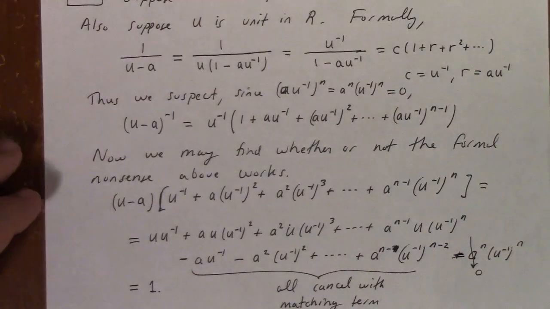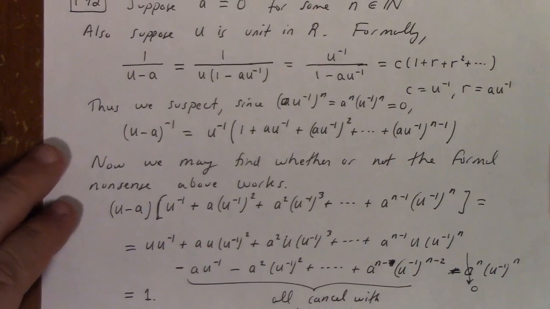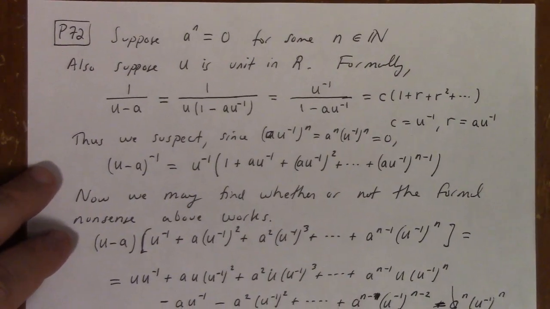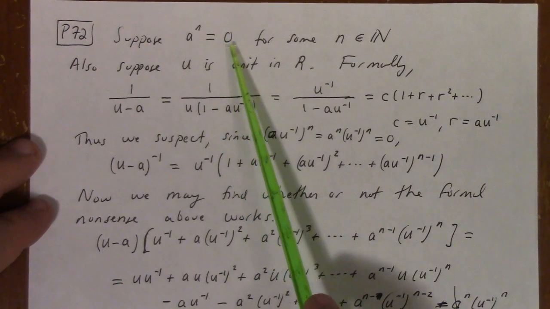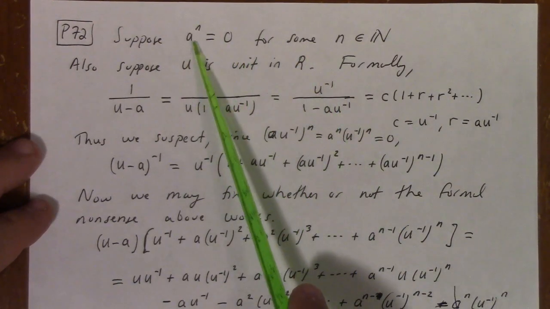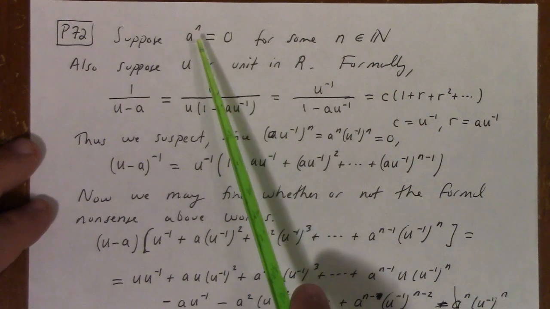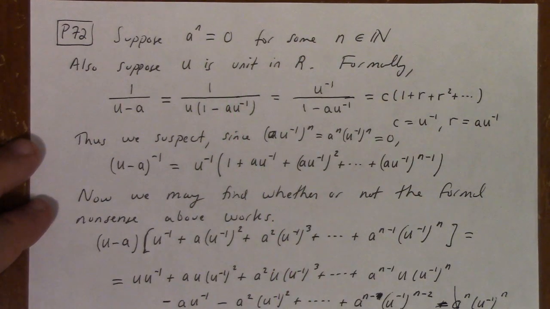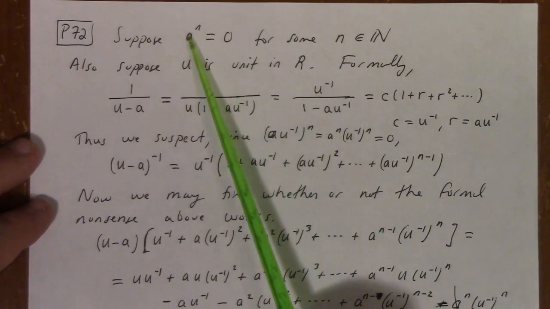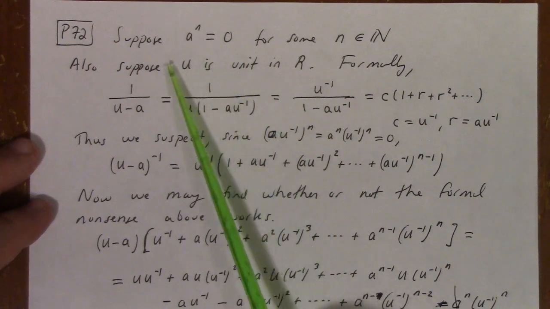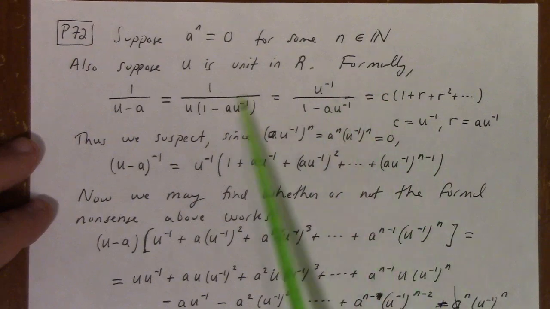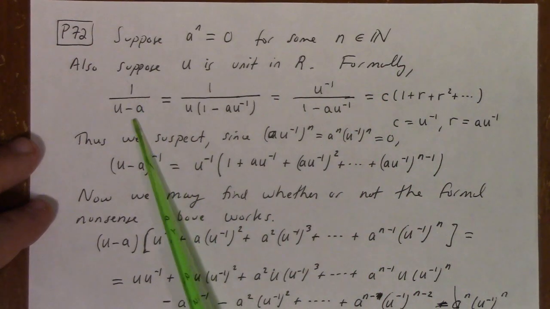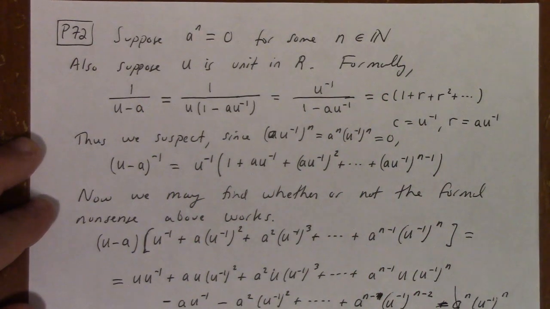Finally, problem 72 is a kind of twisted version of a standard problem. You're given a nilpotent element a, where a to the n is 0. Maybe a to the n minus 1 is not non-zero, I don't know what nilpotent order it actually has. It doesn't really matter. And you've got a unit u. We're trying to find the multiplicative inverse of u minus a. I give you the hint of the geometric series.